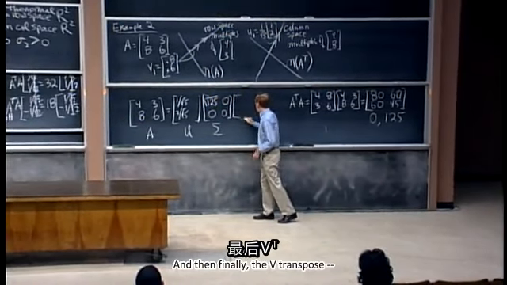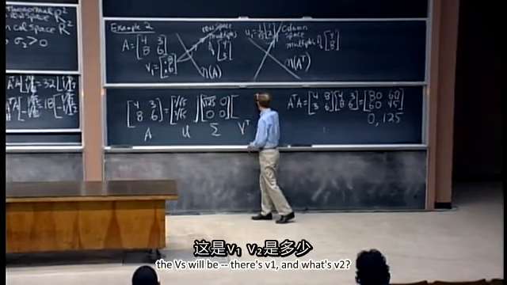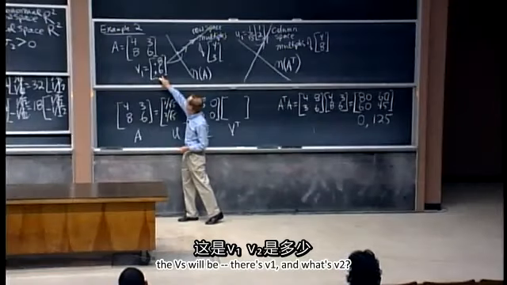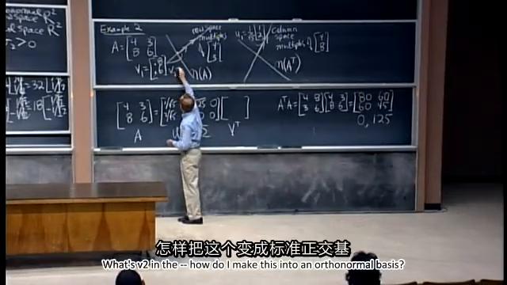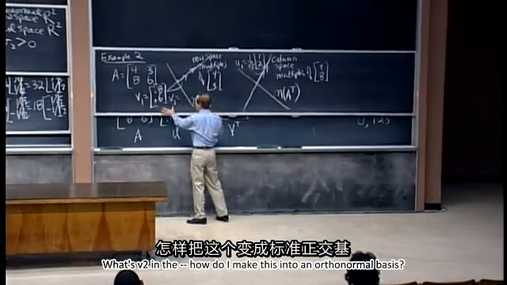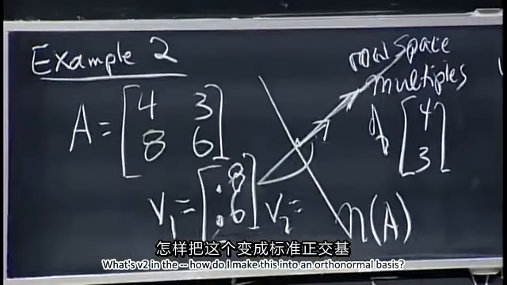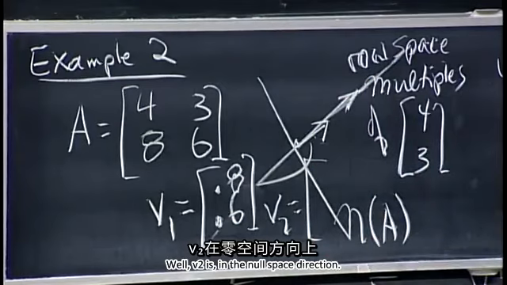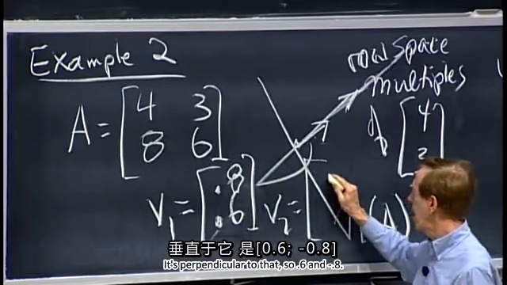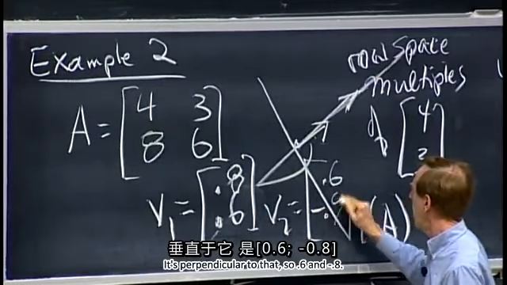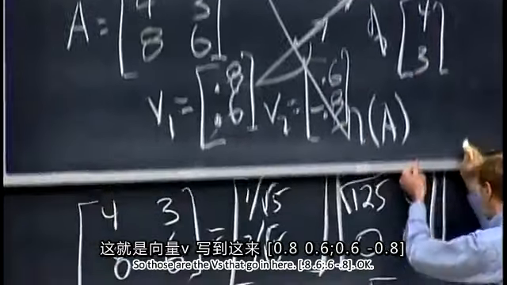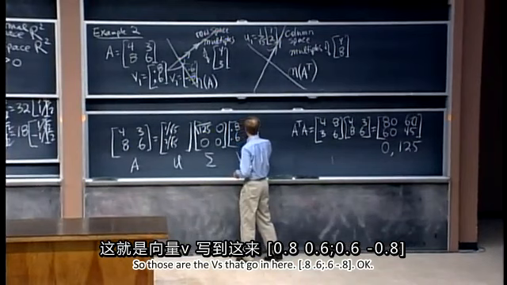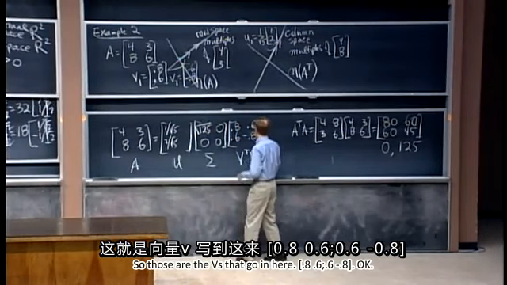And then finally, the V transpose. There's V1. And what's V2? How do I make this into an orthonormal basis? Well, V2 is in the null space direction. It's perpendicular to that, so 0.6 and minus 0.8. So those are the V's that go in here: 0.8, 0.6, and 0.6, minus 0.8.